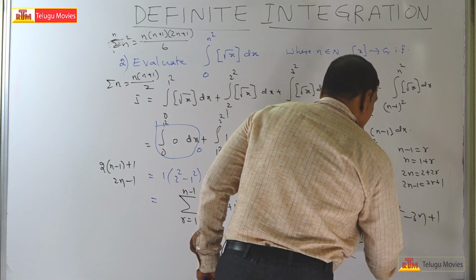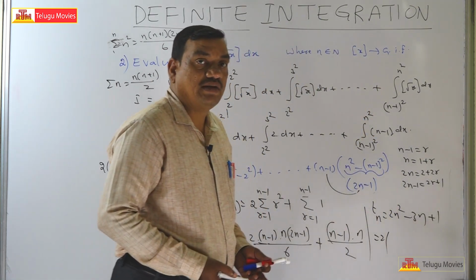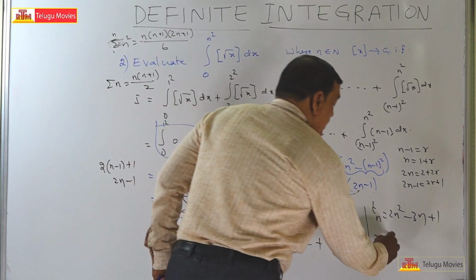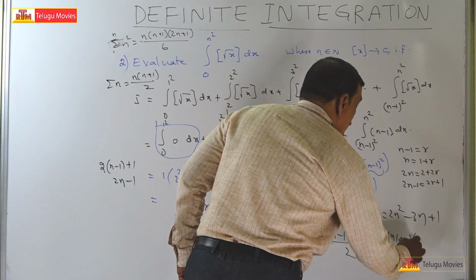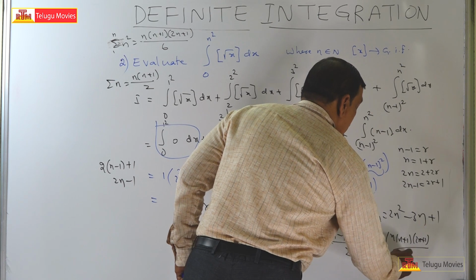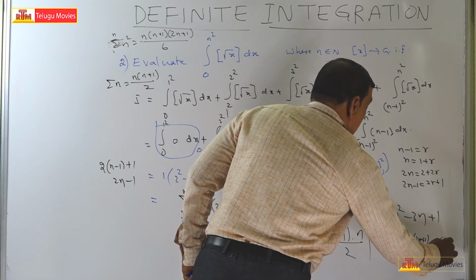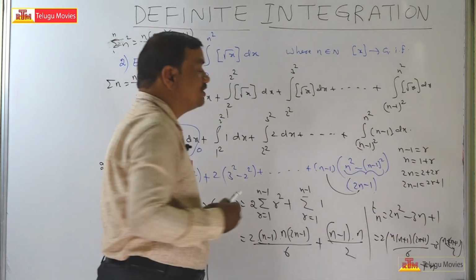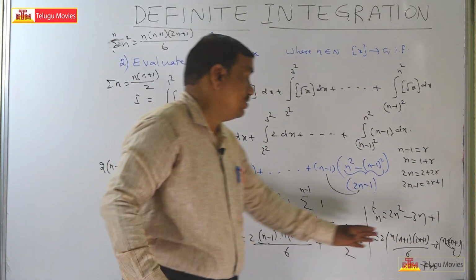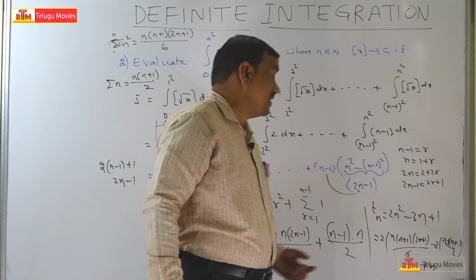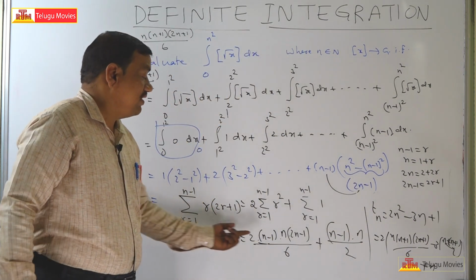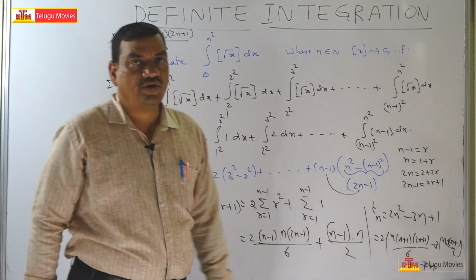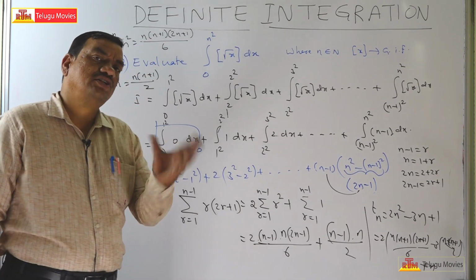So your answer is the sum to n terms: 2 into sigma n square, n into n plus 1 into 2n plus 1 by 6, minus 3 into sigma n, n into n plus 1 by 2. You can also simplify this term. Otherwise, if you think in a logical way, you can do it this way also. I hope you understand this solution.